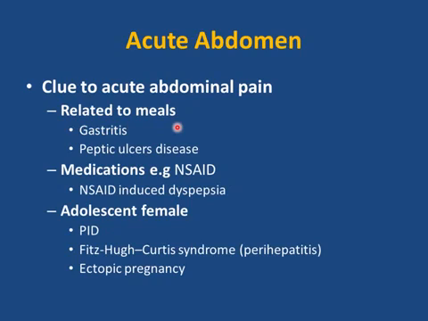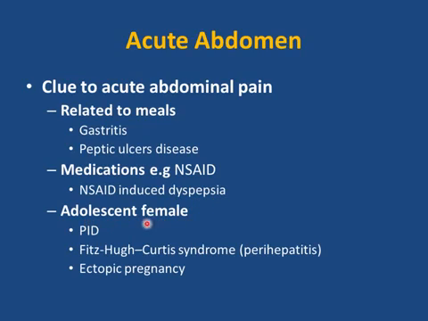If the pain is related to meals, the possible causes are gastritis and peptic ulcer disease. Medications, for example, NSAIDs. So ask in the history about chronic conditions requiring pain medicine, for example, migraine. So NSAID-induced dyspepsia will be the possible cause of abdominal pain at this point.